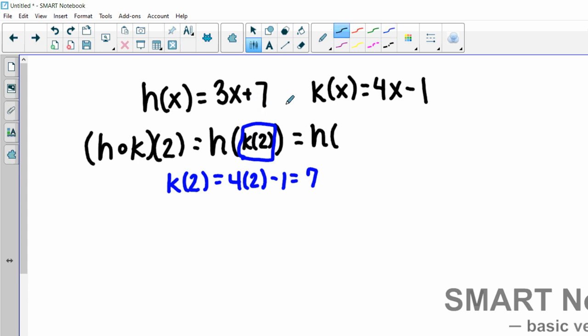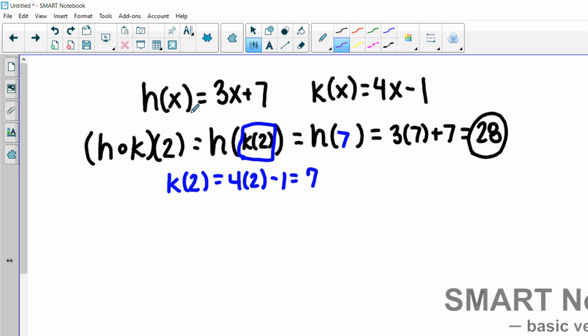And now I'm going to put the 7 into h. So h of 7 looks like 3 times 7 plus 7. 21 plus 7 is 28. H of k of 2 is equal to 28. When we're doing composition of functions, we are always working our way from the inside out when we have nested operations. We started on the inside and worked our way to the outside. That works from right to left on the original notation. 2 went into k, 7 came out, I put the 7 right back into h.